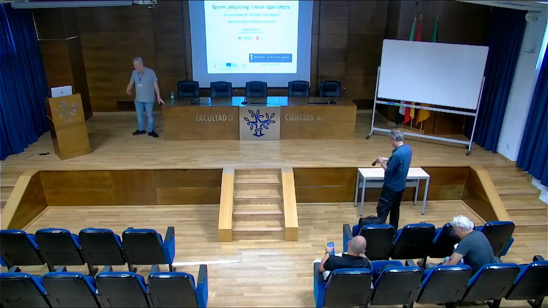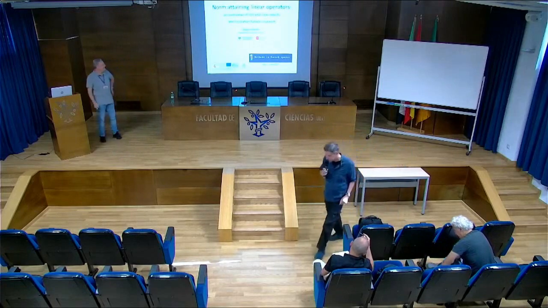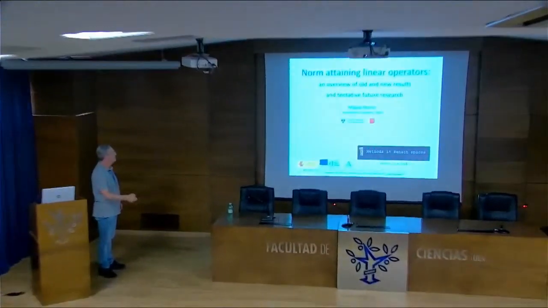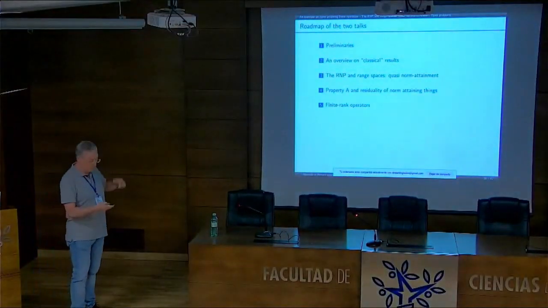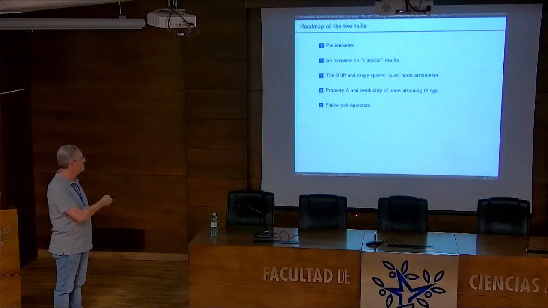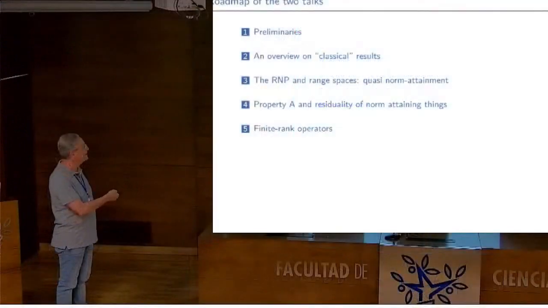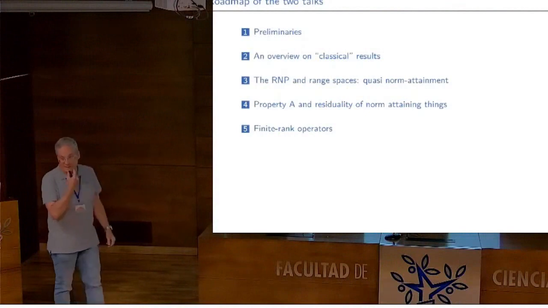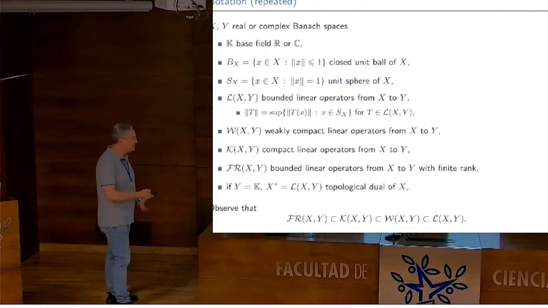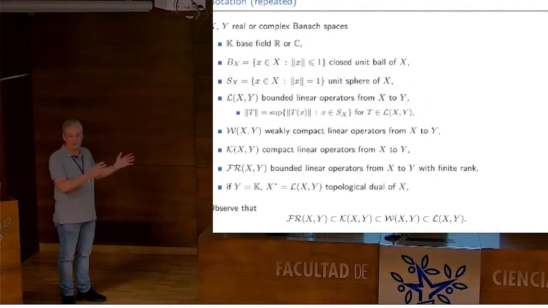Okay, thank you. So let's continue with this series of talks, and I just recall the roadmap of the two talks, and we already passed these three items. My idea today is to give these two, property A and the residuality of not attaining things, and I will speak on finite rank operators. Okay, so the notation, which is very classical, but just to repeat and to fix for the good talk.